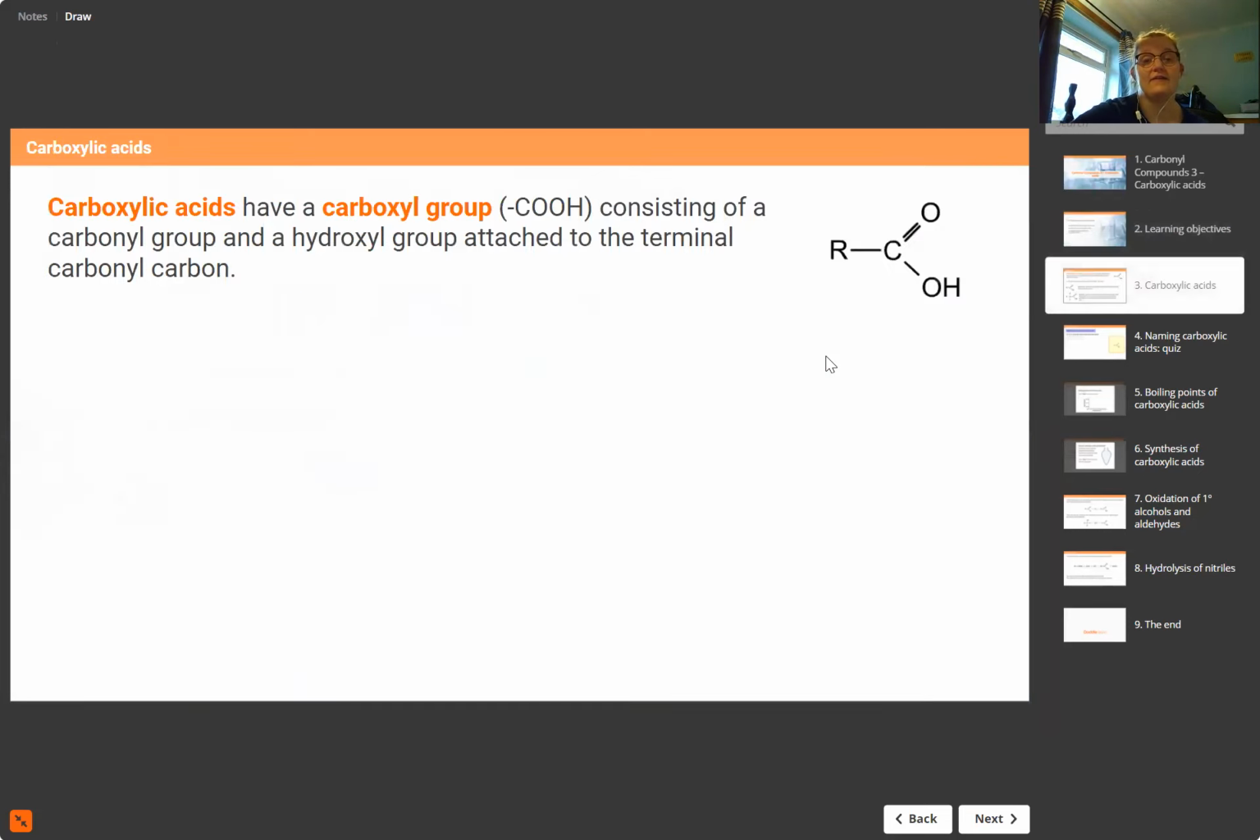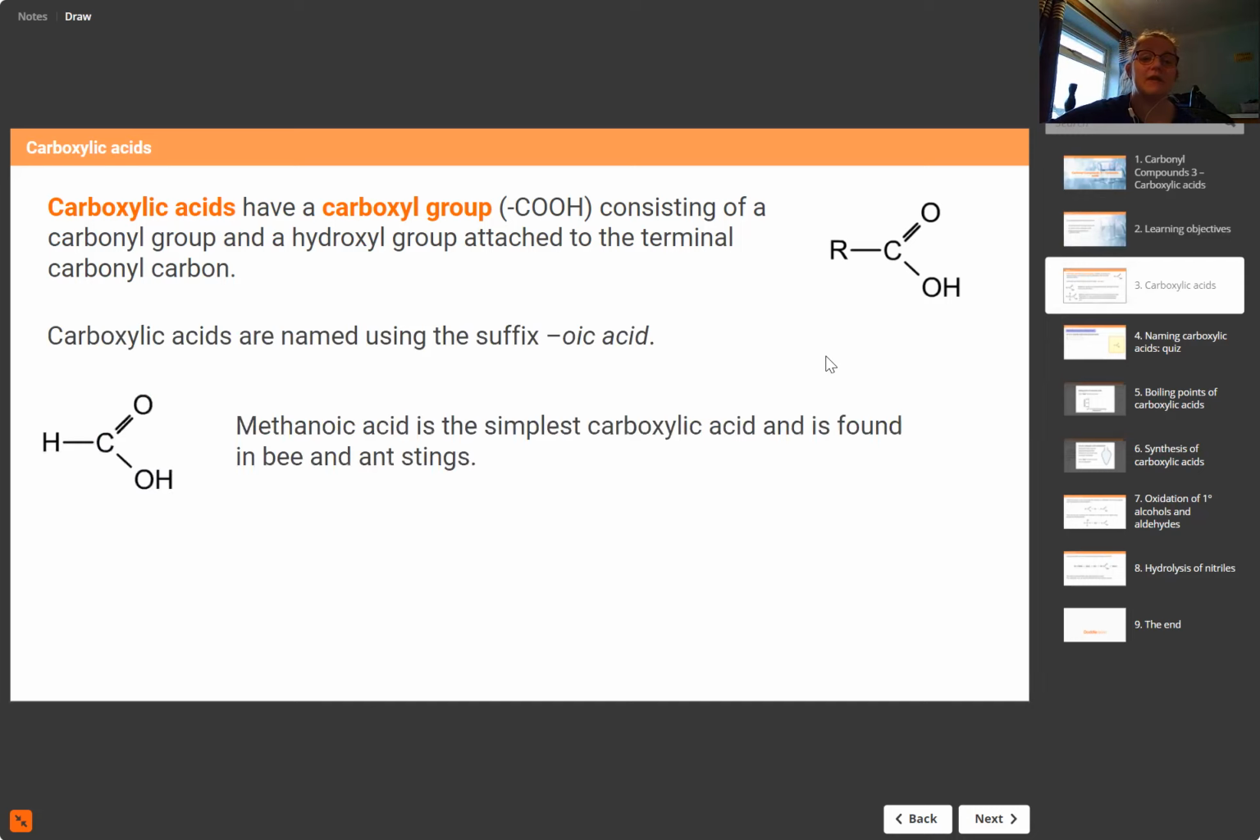So as you know, carboxylic acids have a carboxyl group, similar to a carbonyl group, but it's a carbon double bonded to an oxygen and then an OH, consisting of a carbonyl group and a hydroxyl group. And these are attached to the terminal carbonyl carbon. Carboxylic acids are always named using the suffix oic acid.